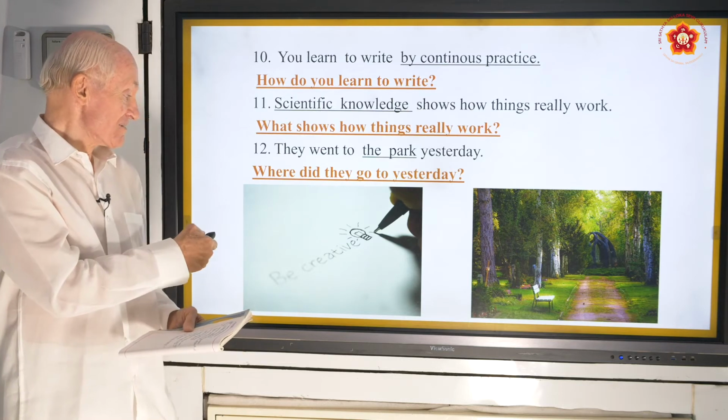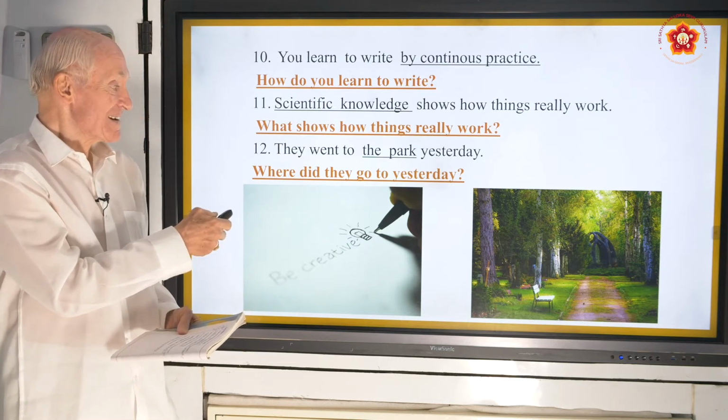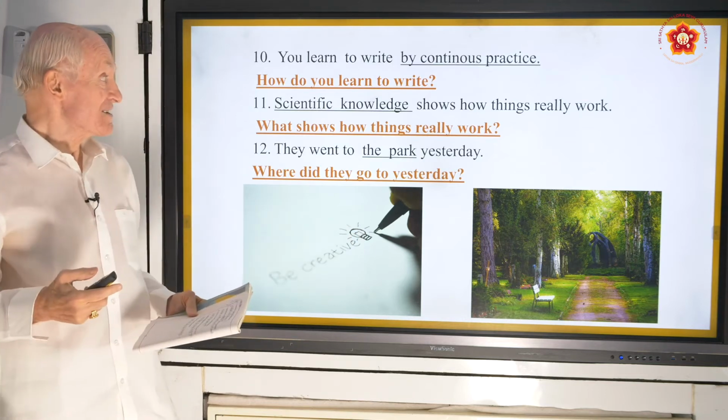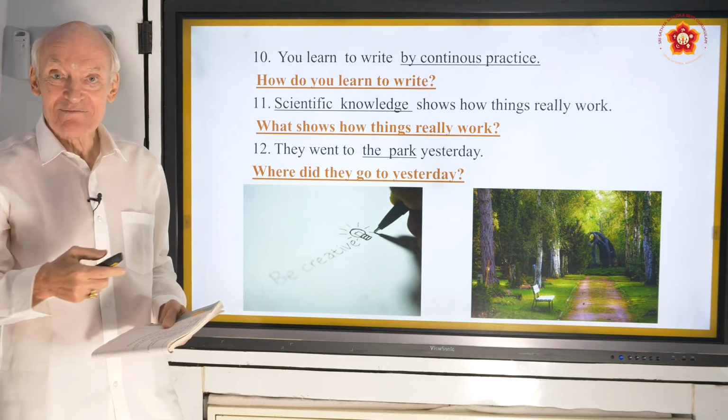And we have a picture of writing. Be creative. And so this person is writing, showing a nice idea that went on into their head. Learning how to write, practicing.